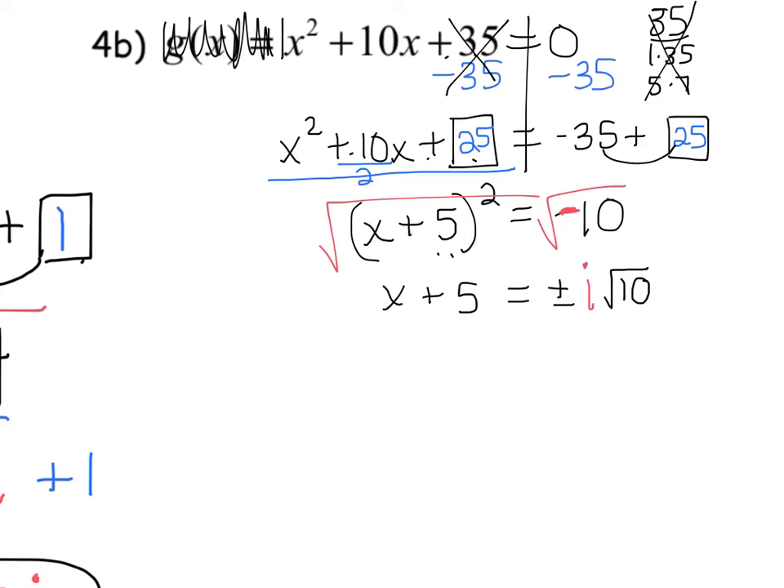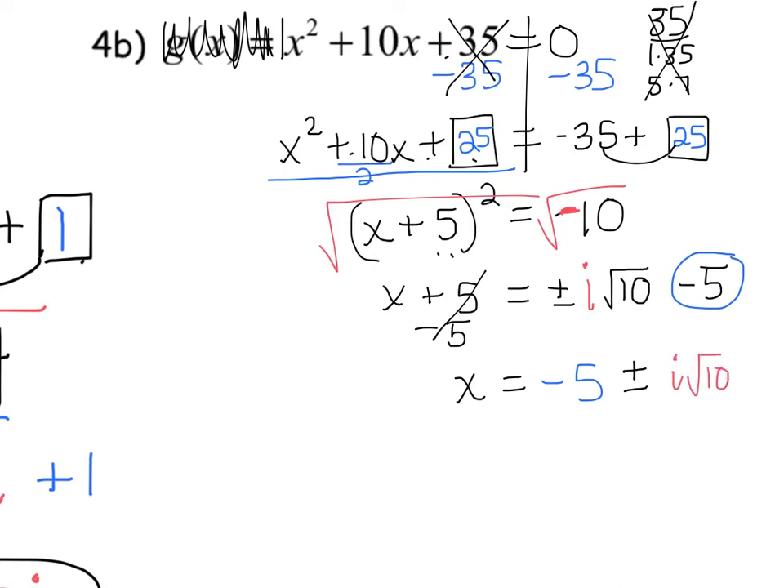So the last thing we need to do is get rid of the 5 by subtracting it. And we will have x equals the real part first, so negative 5, and then plus or minus, and then the imaginary part, i times the square root of 10. And that's it. Another floating parabola that does not cross the x-axis.